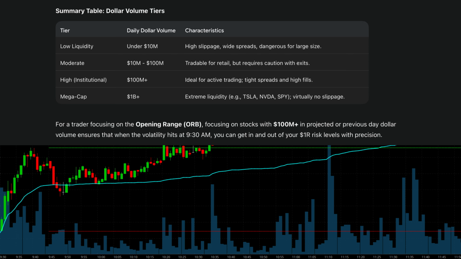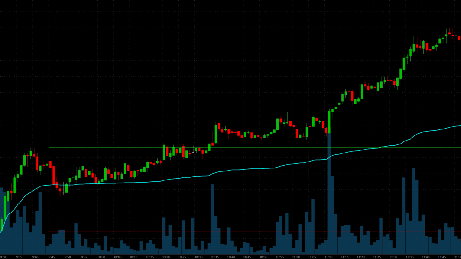For a trader focusing on the opening range, ORB, focusing on stocks with $100 million plus in projected or previous day dollar volume ensures that when the volatility hits at 9:30 a.m., you can get in and out of your $1 risk levels with precision. Average true range, ATR, and the opening range.